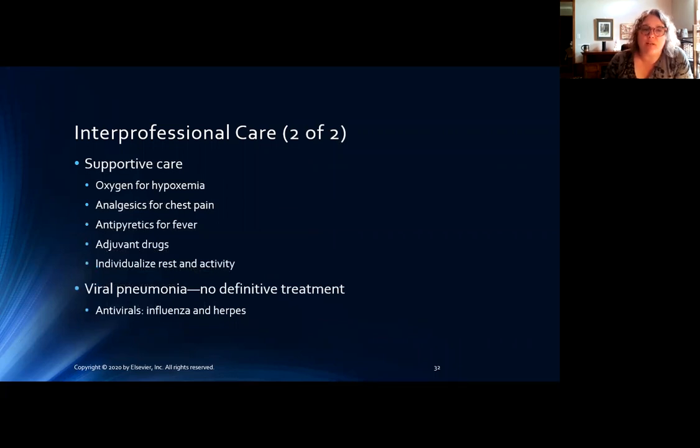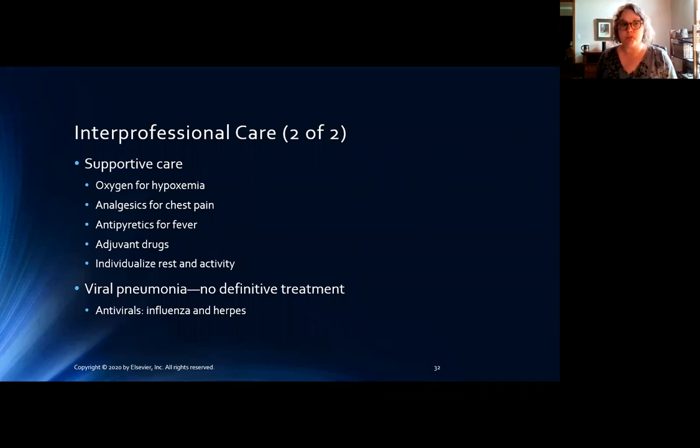Supportive care, oxygen for hypoxemia, whether it be nasal cannula, non-rebreather, sometimes BiPAP, CPAP. We're going to be working with respiratory therapy to determine the best course of action for oxygen delivery for that hypoxemia. We can give some analgesics for the chest pain. That chest pain is the pleural chest pain, the rib cage pain. If your client starts complaining of chest pain, if it's new and different chest pain, let's be sure that we're not having some cardiac problems.